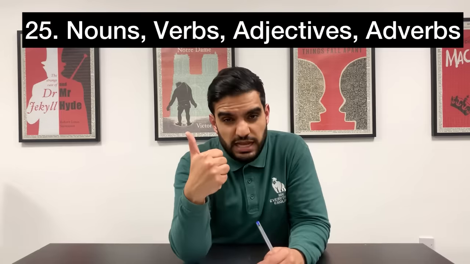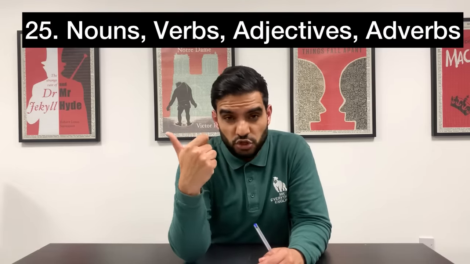And finally, guys, I want to end it with a bit of a broad one. I want to talk about, what do you do if you can't find any of the above 24? Then you pick out number 25. Number 25, guys, you pick out nouns, which are naming words. You pick out adjectives, which are describing words. You pick out verbs, which are doing words. And you pick out adverbs, which are words that describe the verb. Guys, those were 25 language devices.